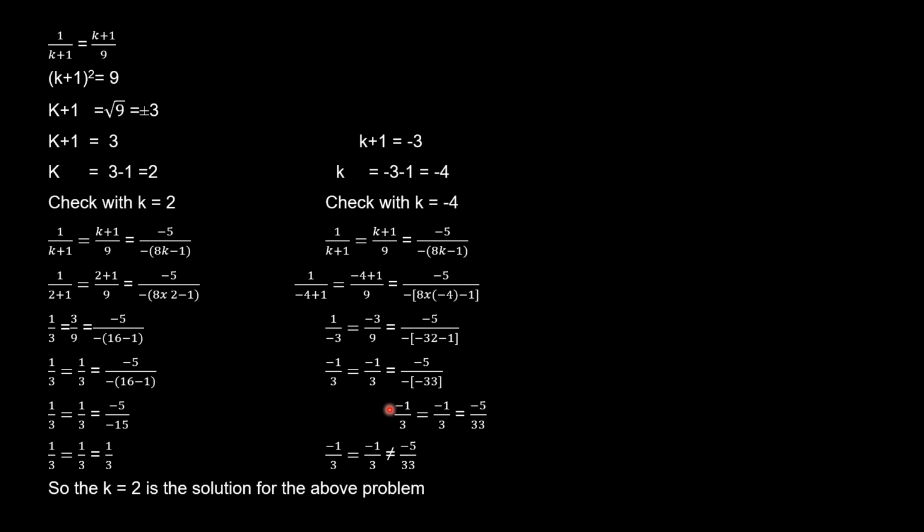When you apply minus 4, it will end up with minus 1 by 3 equal to minus 5 by 33, which is not equal to minus 1 by 3. Hence, this is not the solution. k plus 1 equal to minus 3 is not the solution, whereas k plus 1 equal to 3 is the solution. So, we are going to end up with the solution k equal to 2.